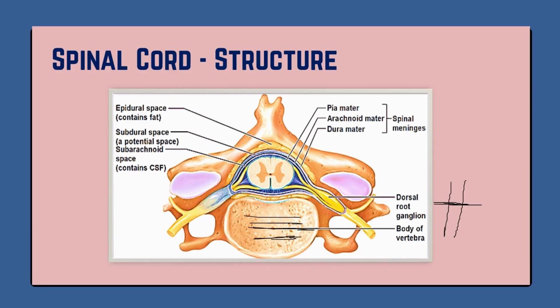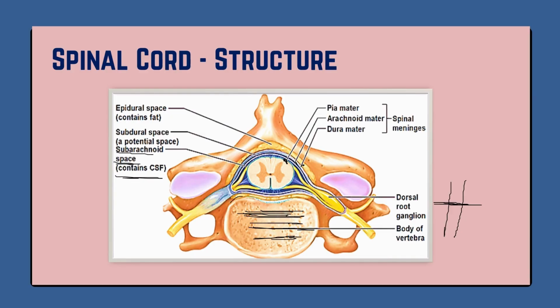We studied about the vertebral column, right? So this is a part of the vertebral column or the bone. This is the vertebra. Inside the vertebra, first we have the meninges. See, outermost is the dura mater. Inside we have the arachnoid mater. Then innermost we have the pia mater. Between arachnoid and dura mater, we have the subarachnoid space, which contains the cerebrospinal fluid.